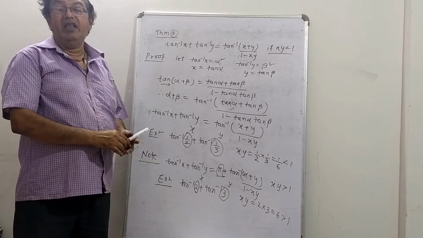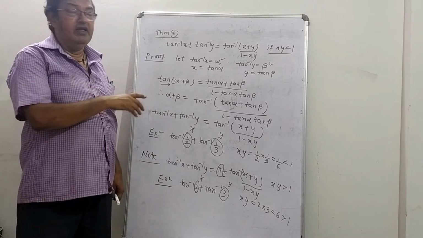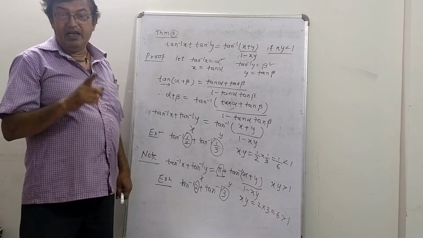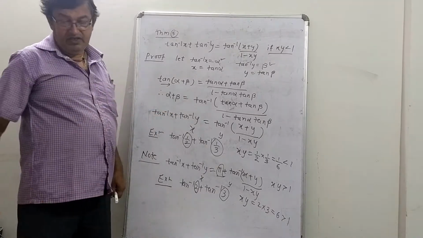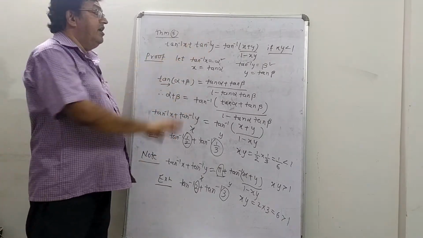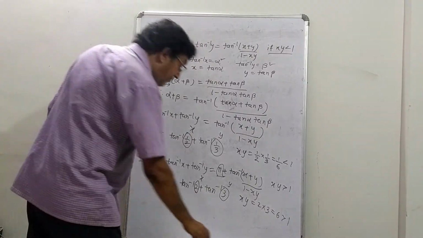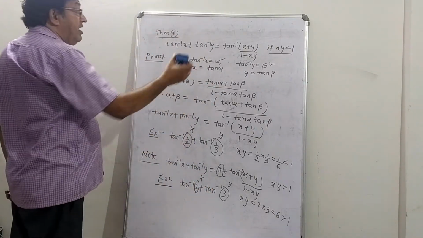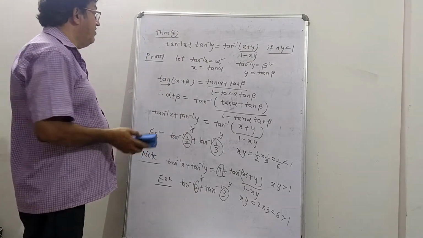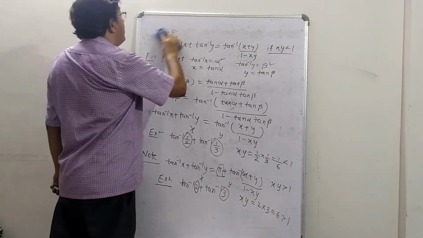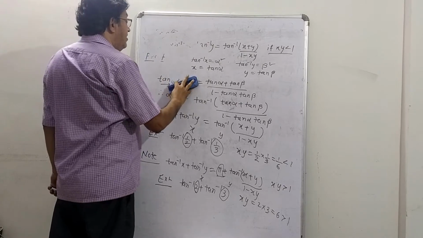So whenever, very rarely, you come across x into y greater than 1, you have to make use of this result. Otherwise, generally, if x into y is less than 1, then you can make use of the first part, tan inverse of (x plus y) upon (1 minus xy). Then we will come to the next part.